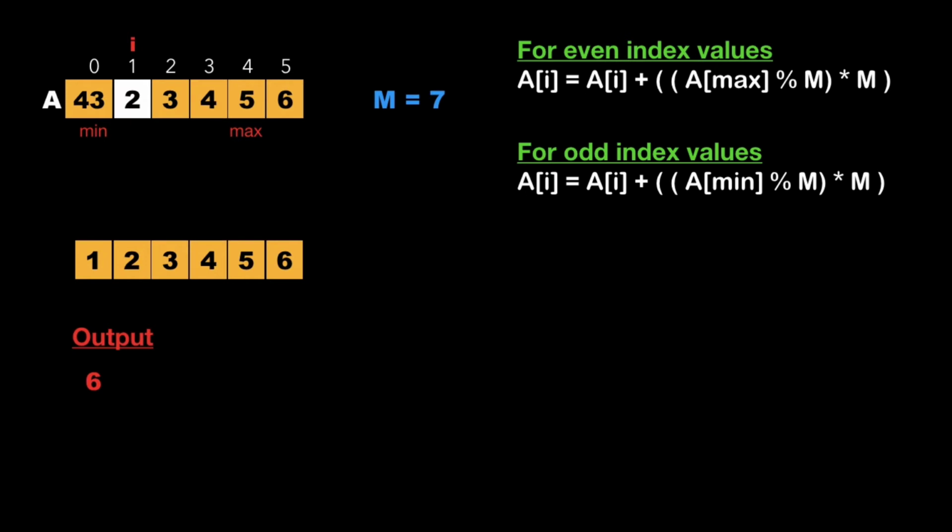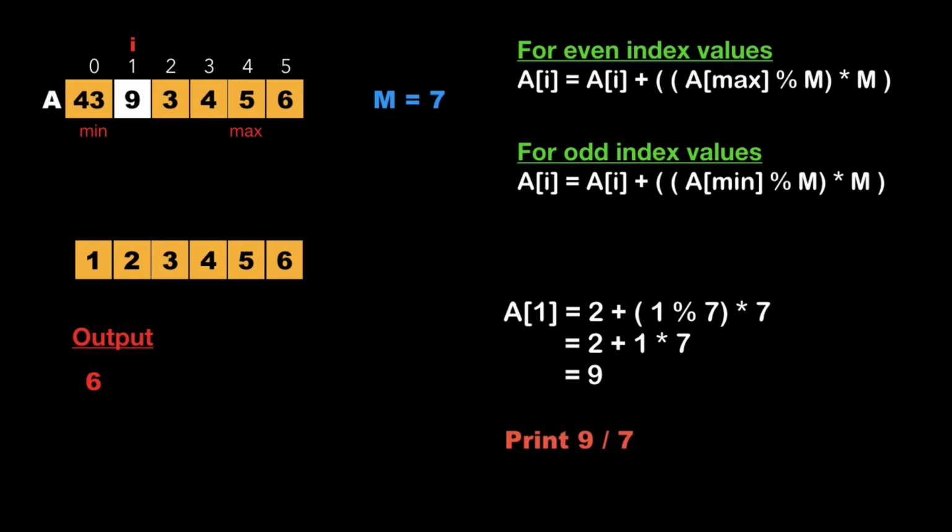So now i points to an odd memory location, which is 1. So again we calculate the value of a of i using the second formula, which is a of i is equal to a of i plus a of min mod m into m. So the value of a of 1 will be 2 plus 1 mod 7, which is 1, into 7, which is 7, and 2 plus 7 would be 9. So let's update the value of a of 1 as 9 and then print 9 divided by 7, which is 1. So the output will contain 6 and 1.